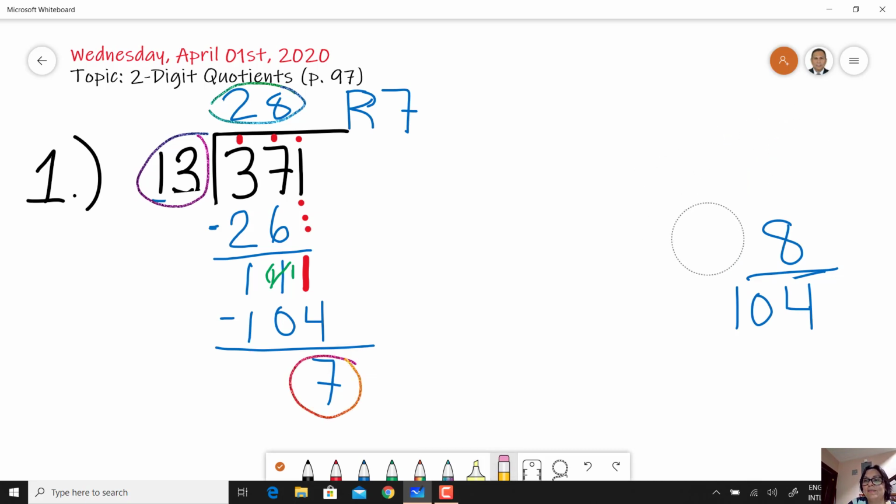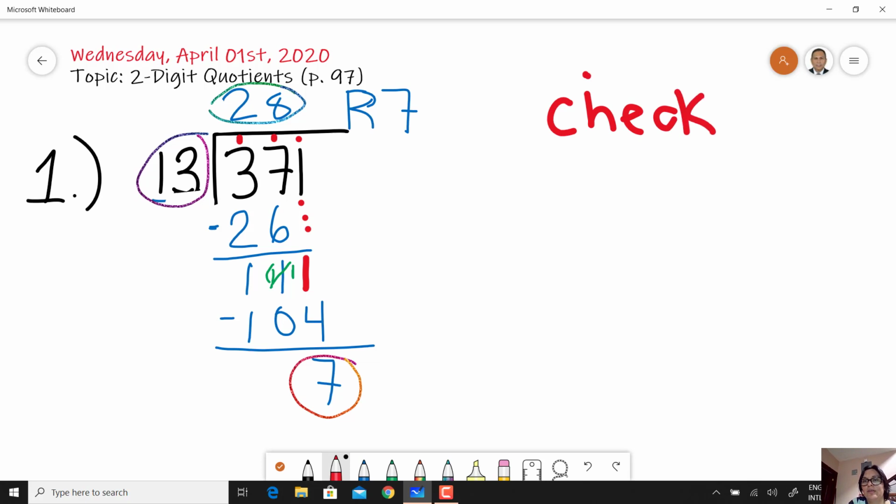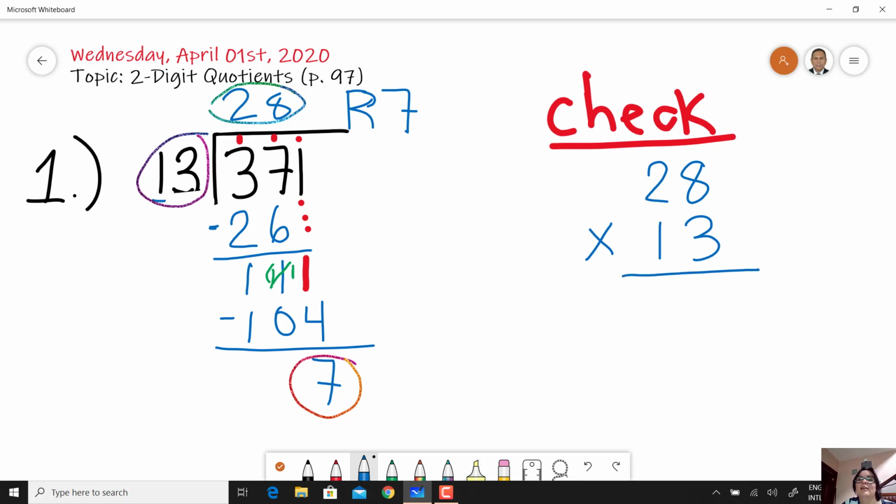Remember that for you to check if this one is correct, you have to multiply this times this plus this. So let's do the check. Let's check our division. So we have to multiply 28 times 13 and then we are going to add the remainder. 3 times 8, 24. Excellent. 4 in here and 2 here. 3 times 2, 6 plus 2, 8.